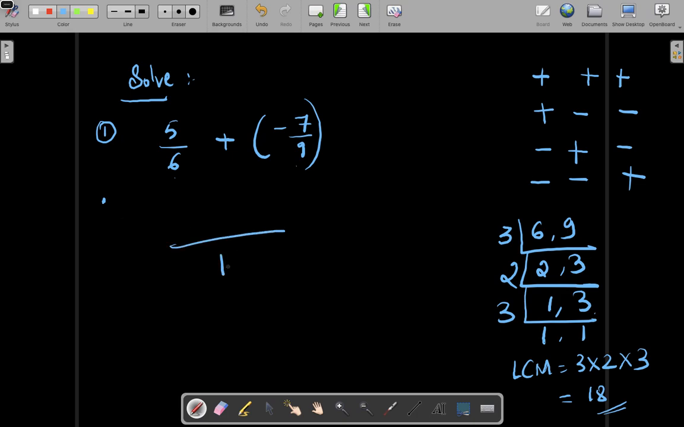We'll take the common denominator as 18. 6 times 3 is 18. 9 times 2 is 18. So 5 times 3 is 15. Plus into minus, minus. 7 times 2 is 14, which will be 1/18.